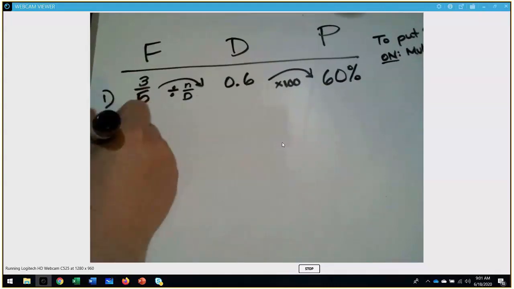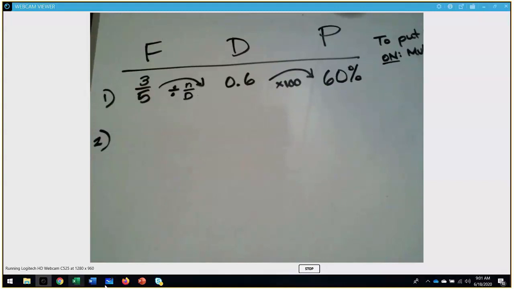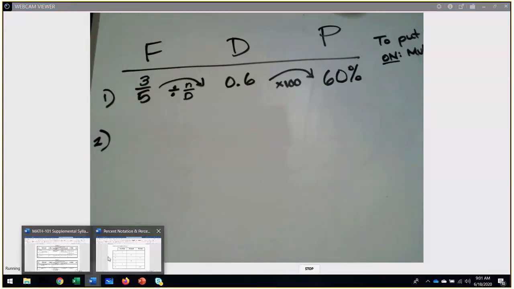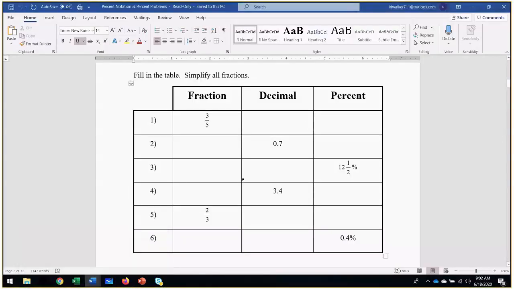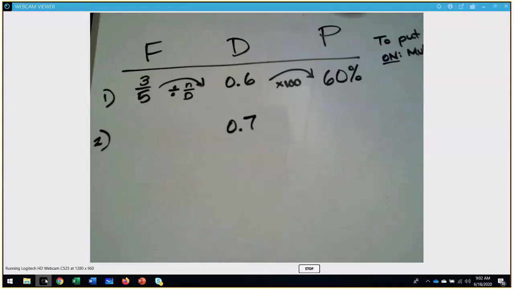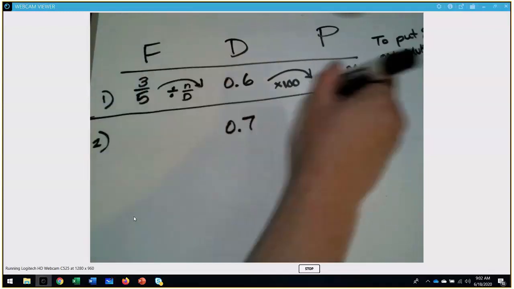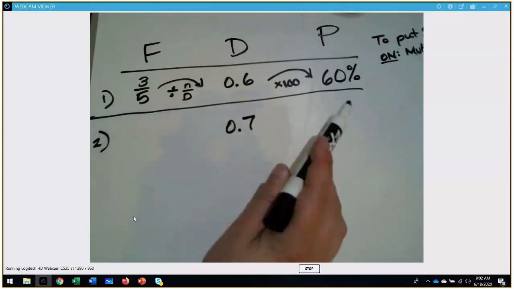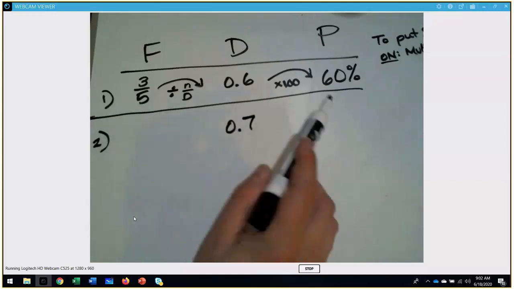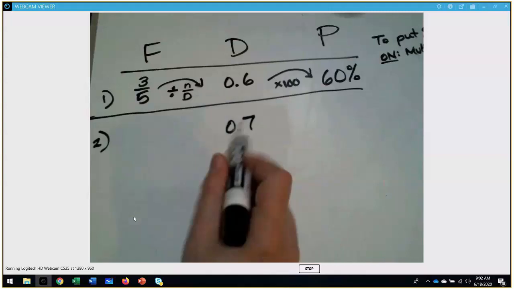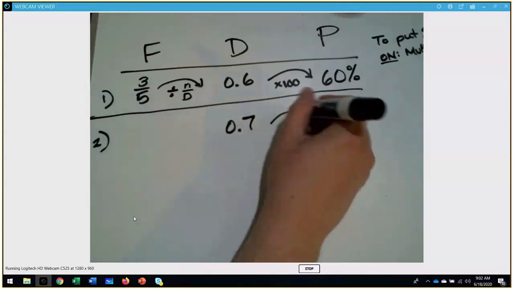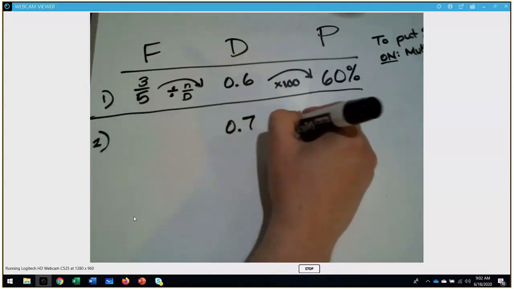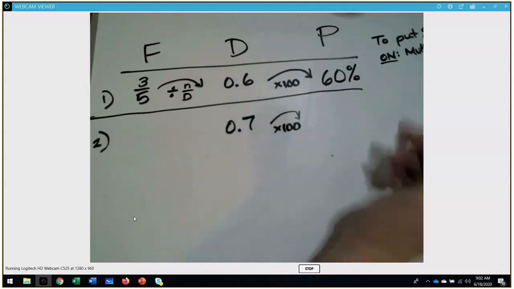Let's look at the second row. They are giving us decimal form to start with, and we're going to fill the other ones in. Okay, so it's actually easier to get to percent form first when you're dealing with decimals. So I'm going to go there first, the same way we just did. I'm going to multiply it by 100. 70%.